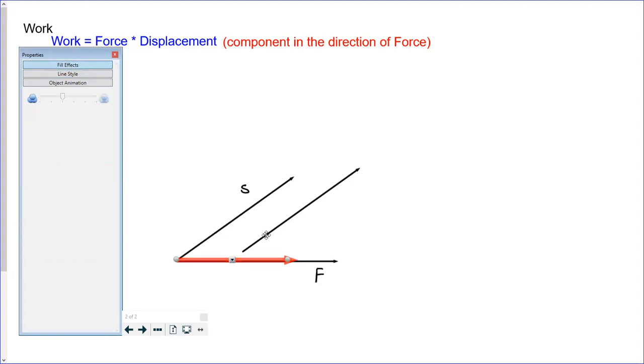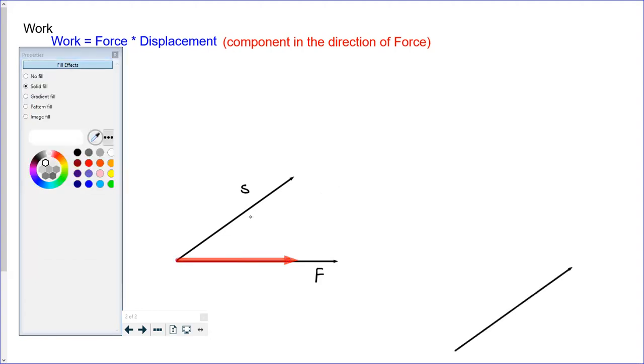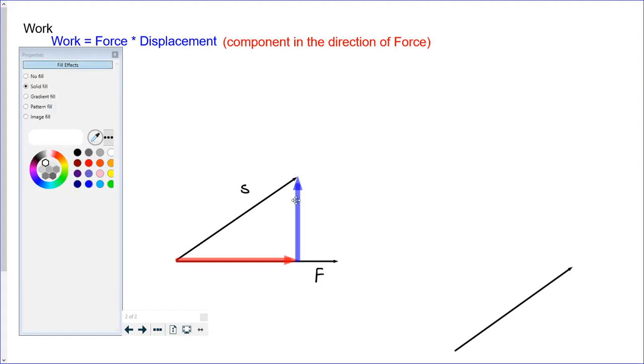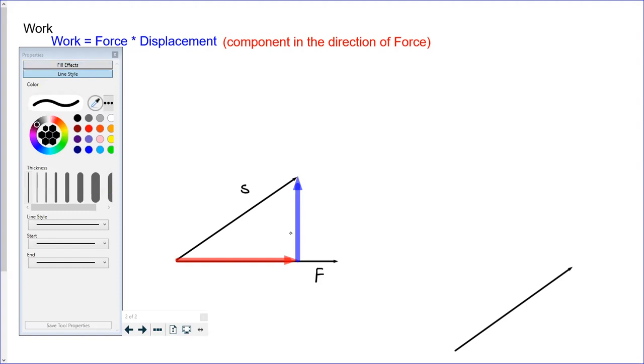So one component of the displacement is in the direction of the force, and the other component is perpendicular to the force. Is that right? So that's what we need. So this displacement vector is split into two parts. One in the direction of the force, other perpendicular to the force. So which component will we use? We'll use the component which is in the direction of the force. So how do we work it out?